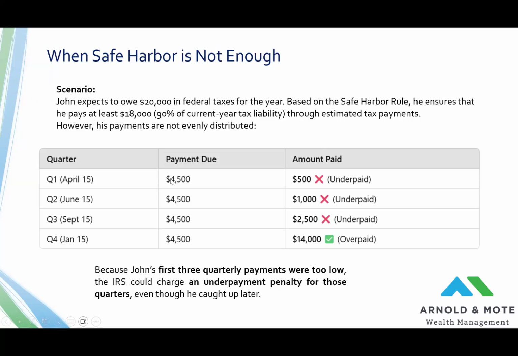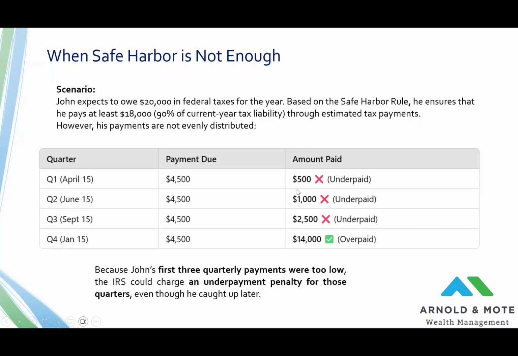And so that $18,000 should be $4,500 per quarter. But what John does is pay it very unevenly. He only pays $500 that first quarter, only pays $1,000 that second, only pays $2,500 that third quarter, and then realizes, oh, I've been underpaying. I'm going to do this big payment in Q4. And although in the scenario John paid $18,000, it was obviously very weighted towards the end.